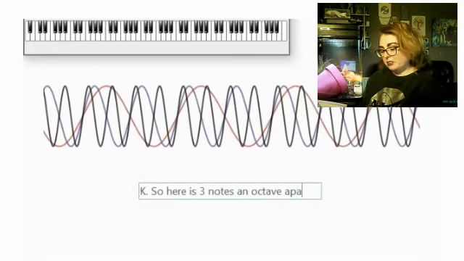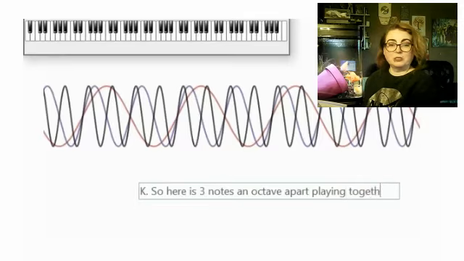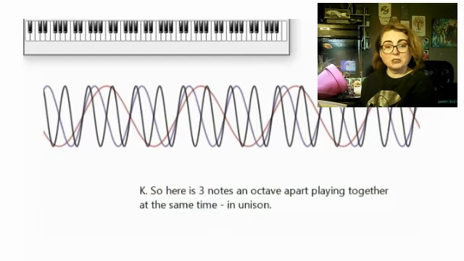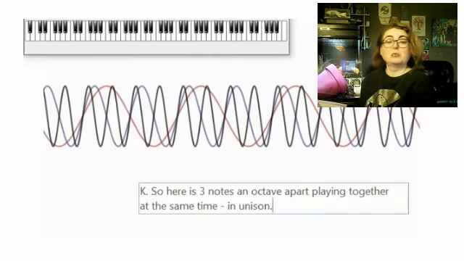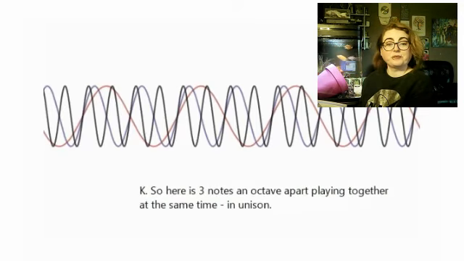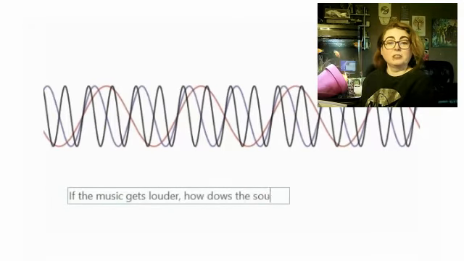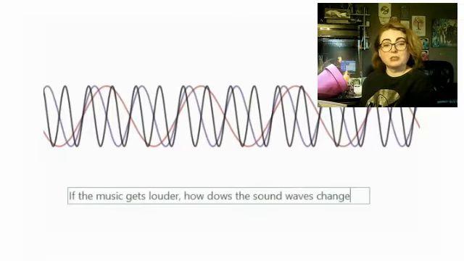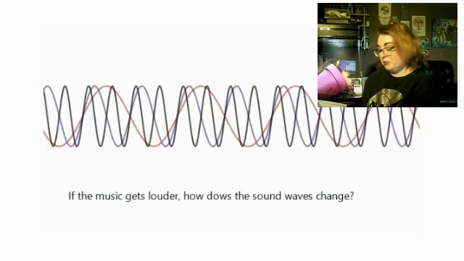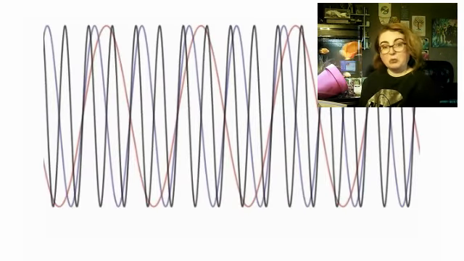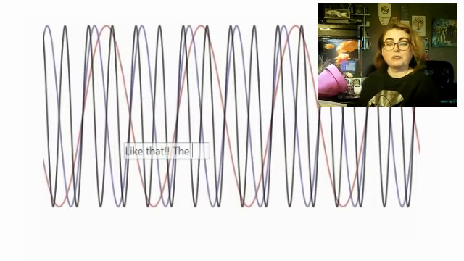So if you played 3 notes at once that are each an octave apart, this is what the pattern would look like. You see 3 waves and each one is twice the frequency of the one before. So if it gets louder, we go up, taller, amplitude.